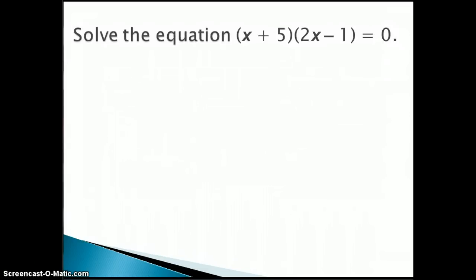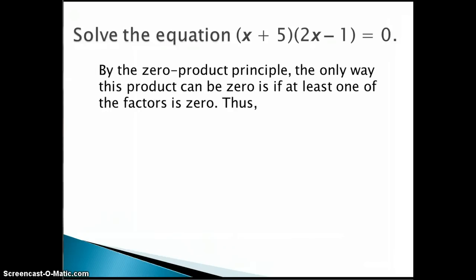So let's use that zero product principle to solve this equation, which has already been factored for us on one side. This equation is saying that the product of x plus 5 times 2x minus 1 is equal to 0. So by the zero product principle, the only way this product can be 0 is if at least one of the factors is equal to 0. Thus, x plus 5 equals 0, or 2x minus 1 equals 0. So we just need to figure out what values of x will make either of these factors equal to 0, and those will be our solutions to the original equation.